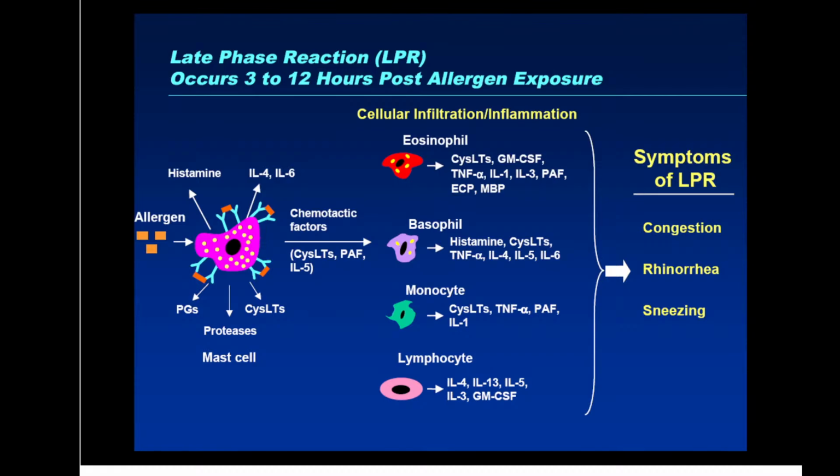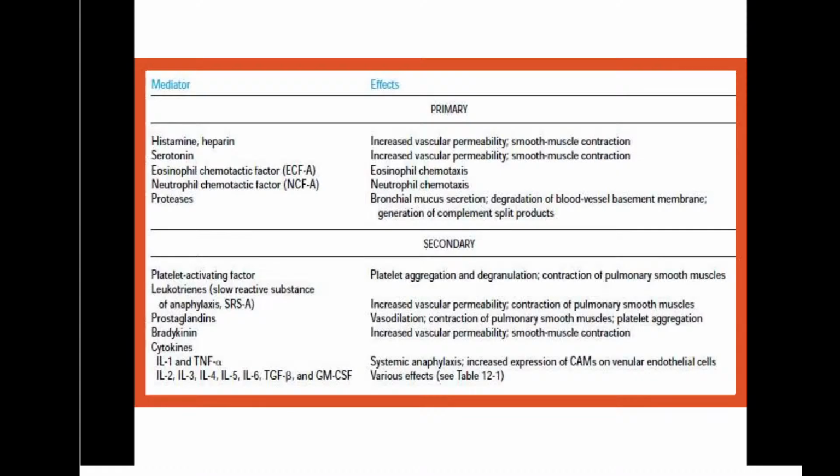So then, and one more time, I would like to mention the mediators. I would like to put your attention on the mediators and what effect they cause clinically. Histamine and heparin increase vascular permeability and smooth muscle contraction. These are the primary factors released right after degranulation of the mast cell.